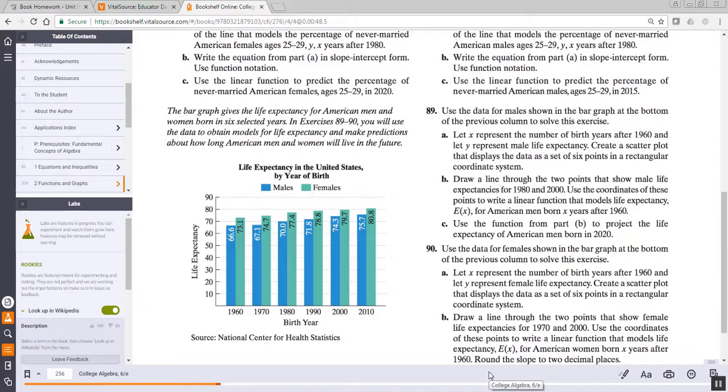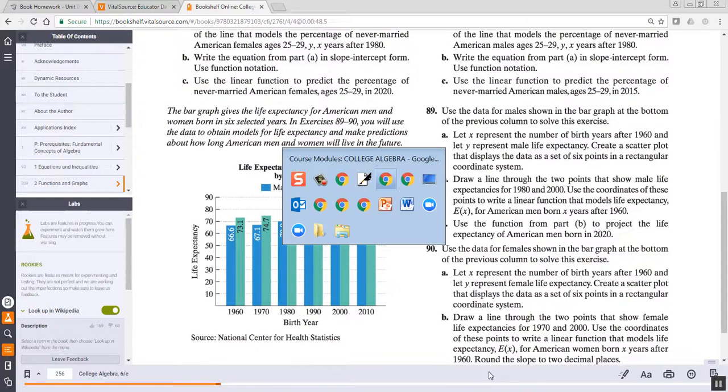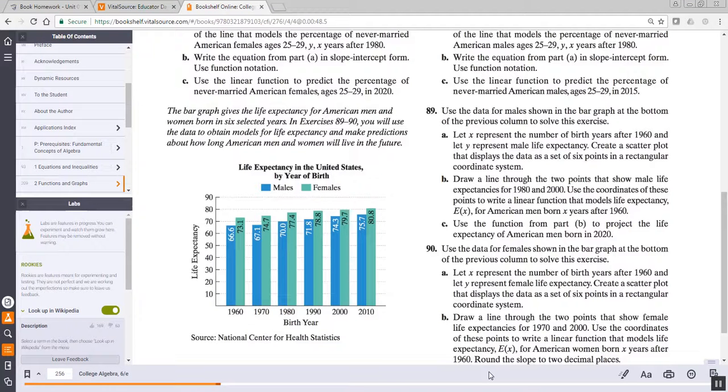Number 89. Well, let me get back there. There we go. Use the data for males shown in the bar graph. Males. I guess it'd be the blue. Okay. At the bottom of the previous column, solve this exercise.